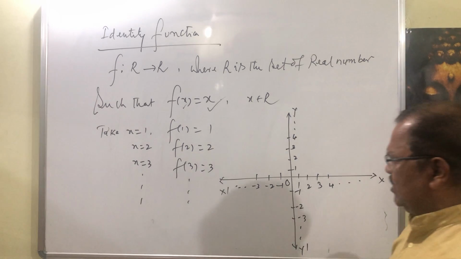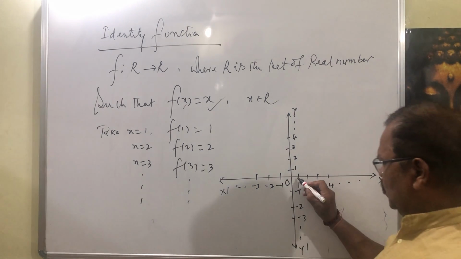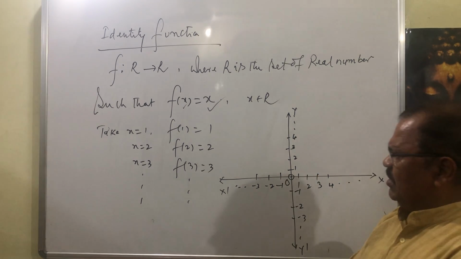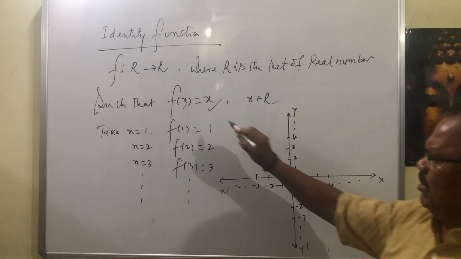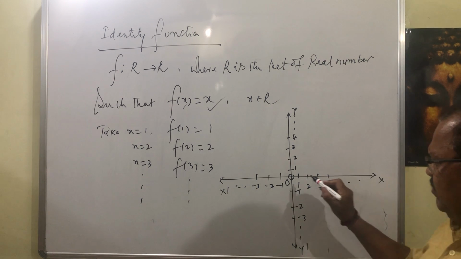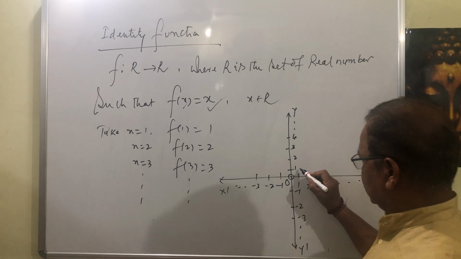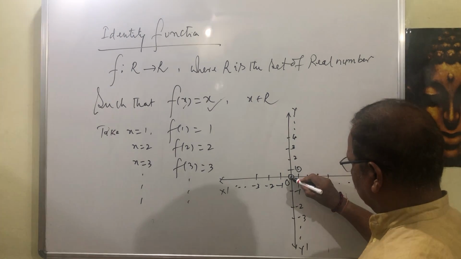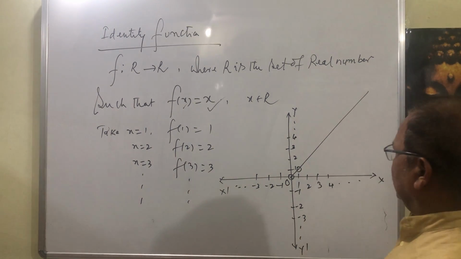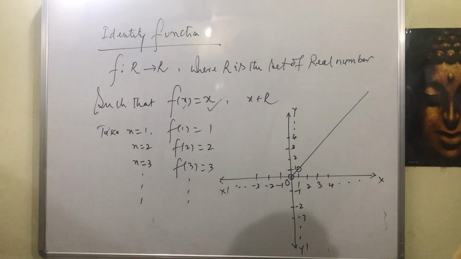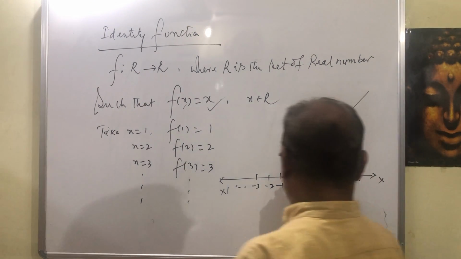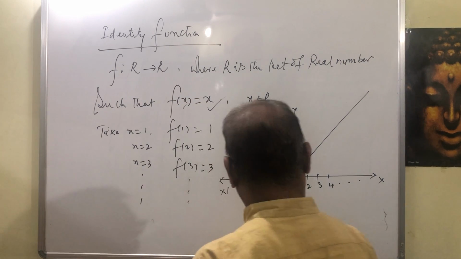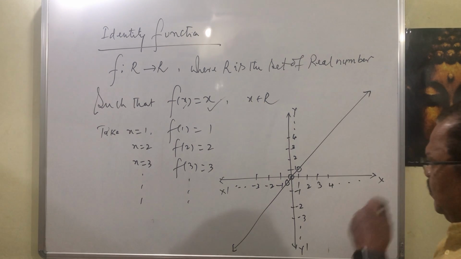Now as per the definition, the image of 0 is 0. Let us start from here. When x is 0, f(0) is 0. When x is 1, f(1) is 1. So let us write here 1, another dot, 2, 2. This type of figure we are getting in the first quadrant, and in the third quadrant we shall have it like this. So here is the graph of the identity function.